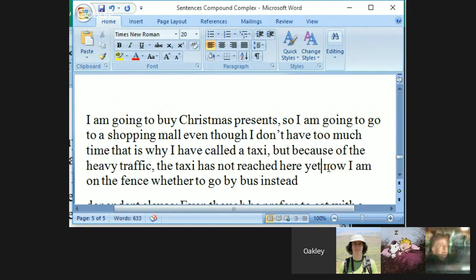All right. How can I connect this? Okay, you've got another clause here, obviously. But I need some way to connect it. How can I connect this independent clause? Comma? Well, comma what? Either you need a comma and a coordinating conjunction or a semicolon. So you can do this, and now I'm on the fence whether to go by bus instead, or again, you could use just a semicolon like this. Now I'm on the fence whether to go by bus instead.